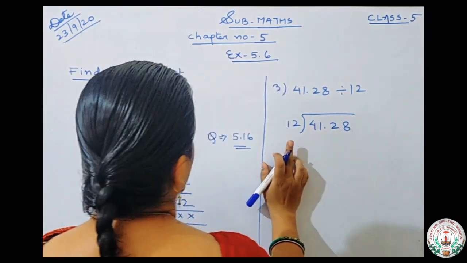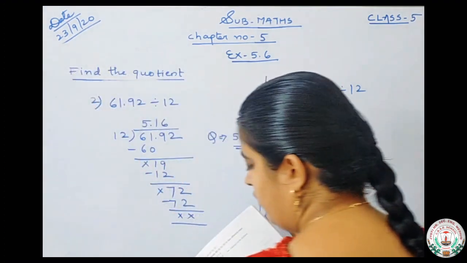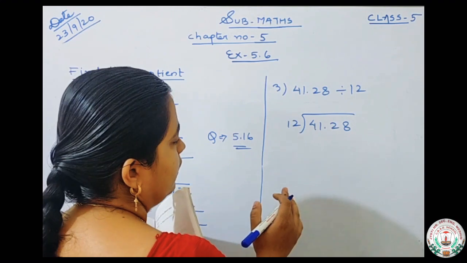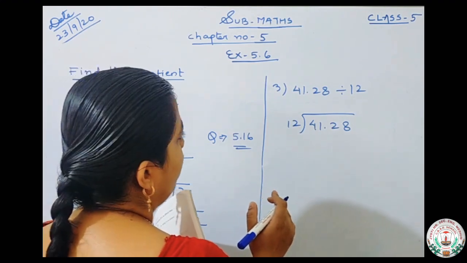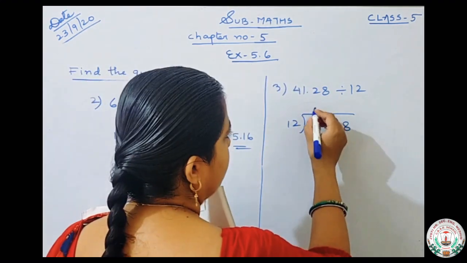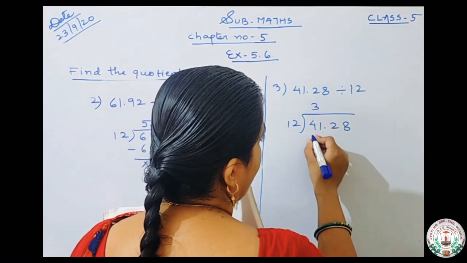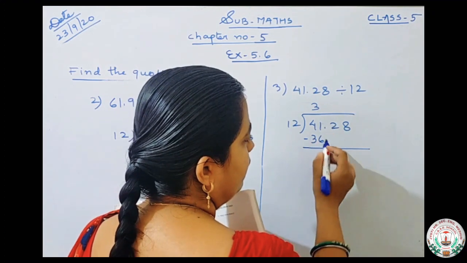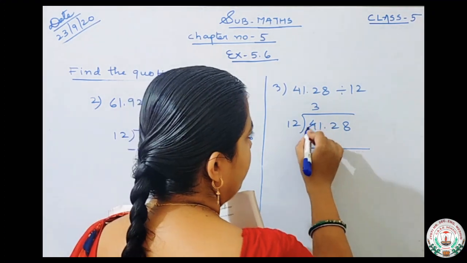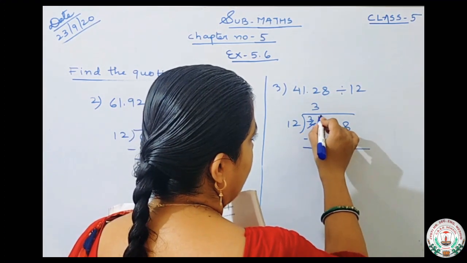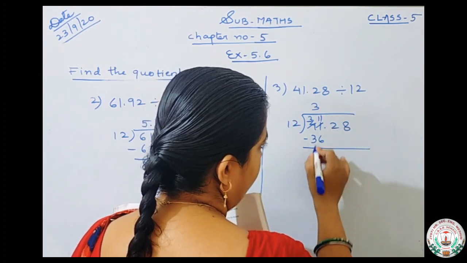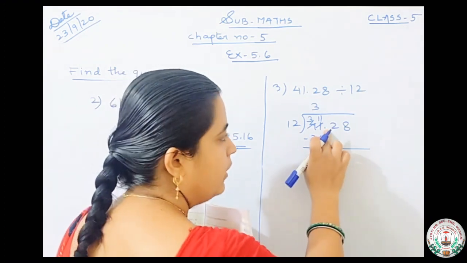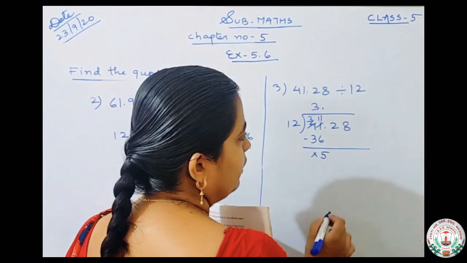41.28. In the table of 12, 40 or below 41 comes. 12 2s are 24. 12 3s are 36. 12 4s are 48. So we will take here 12 3s are 36. Minus it. With 1 we can't subtract 6, so we will take carry from here. 11 minus 6 is 5 and here 3 minus 3 is 0, or you can put here cross. Here decimal is there, so we will put here decimal in the quotient.